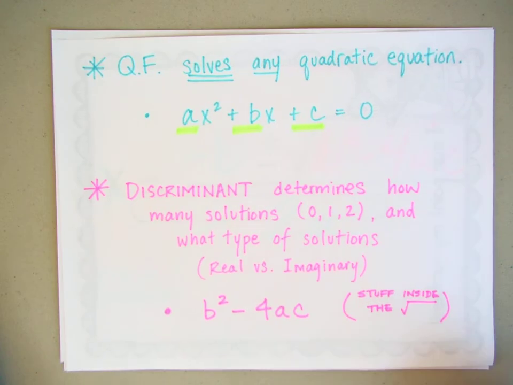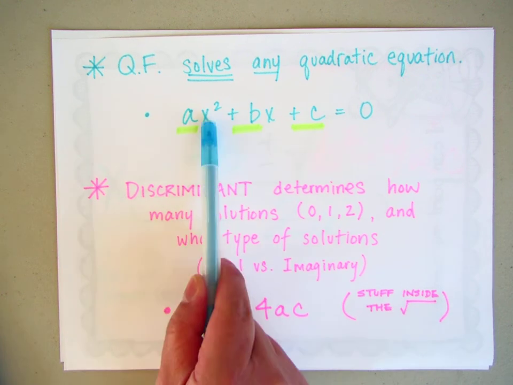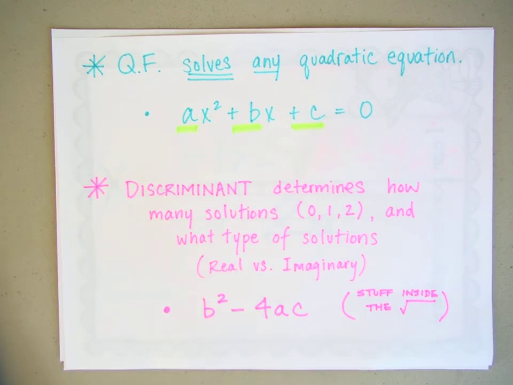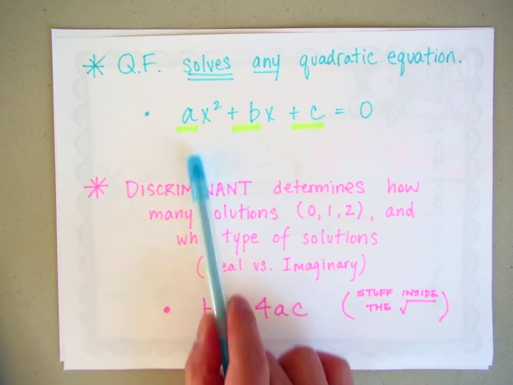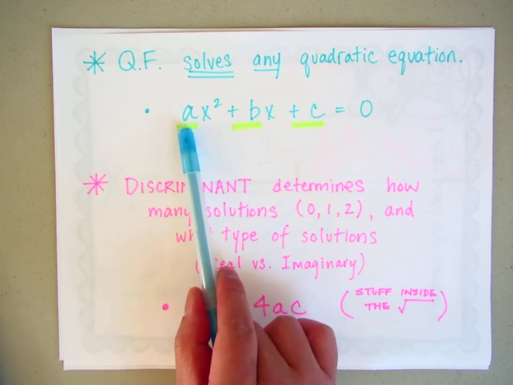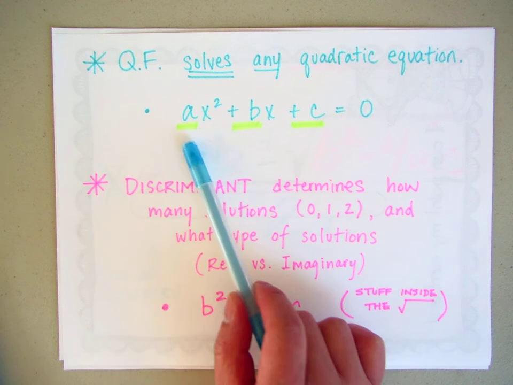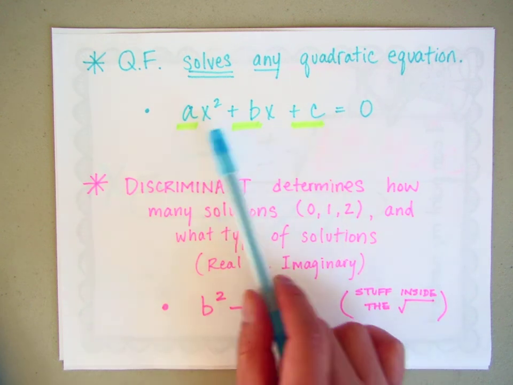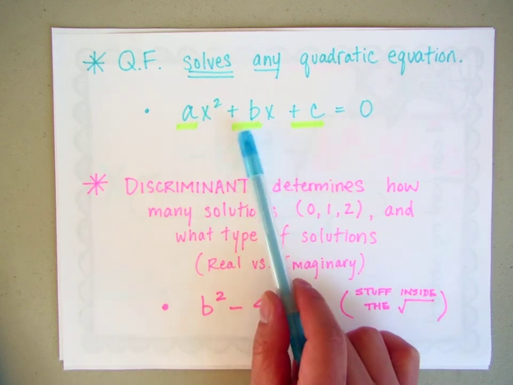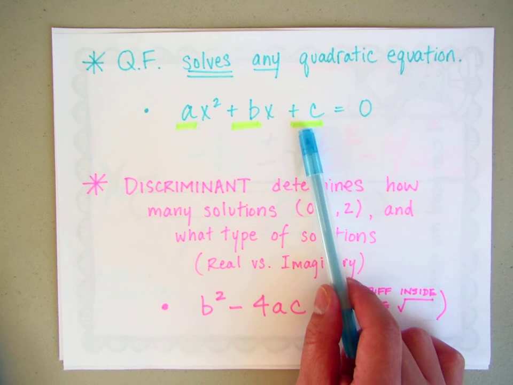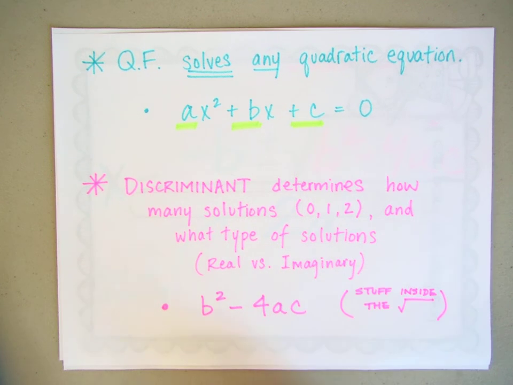All right, so the quadratic formula, QF, solves any quadratic equation. If it's a quadratic equation, this will solve it. It doesn't matter if you could solve it using square roots, by factoring, by completing the square, or any other method. If it's a quadratic, this will solve it. In order to solve using the quadratic formula, we need to be able to recall what a, b, and c were. Remember, a, b, and c were your coefficients on the quadratic and the linear term, and of course the constant. A, b, and c could be positive or negative.